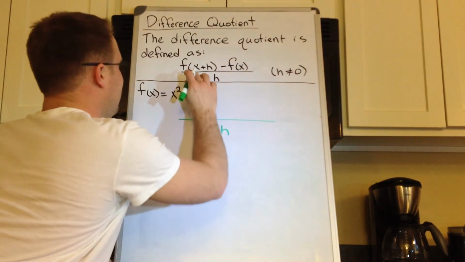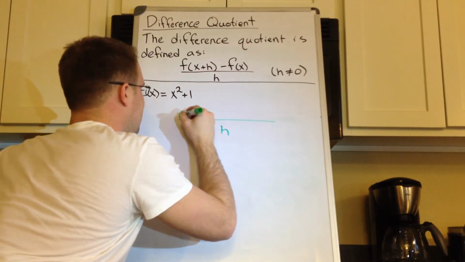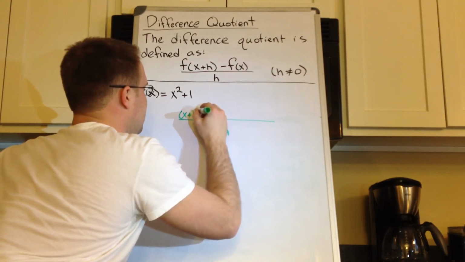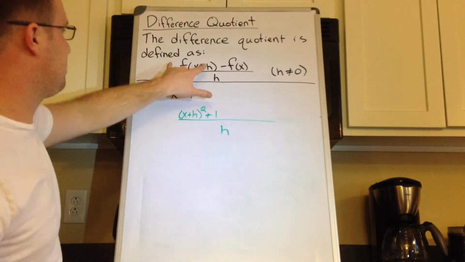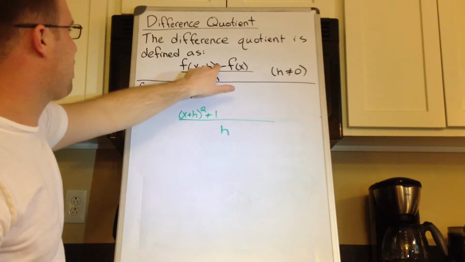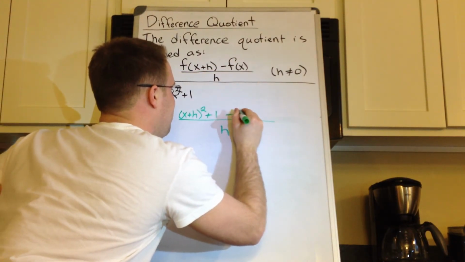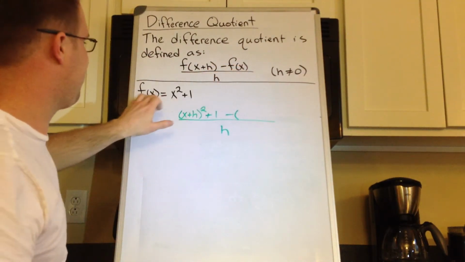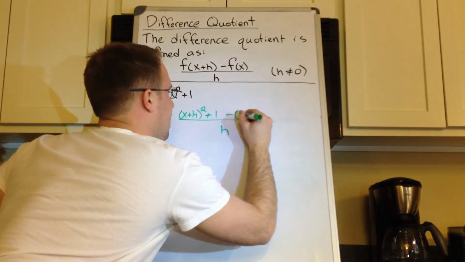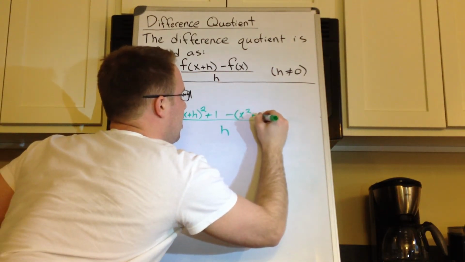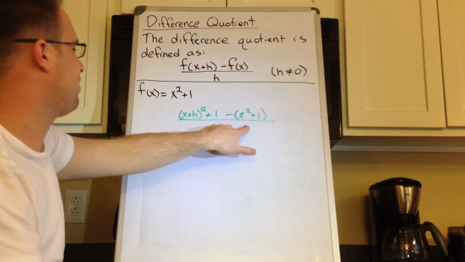So wherever there's an x, we're going to put x plus h. This says x squared plus 1, so I'm going to put, in parentheses, x plus h squared, and then plus 1. So that's this part, f of x plus h. Now we're going to subtract f of x. So I'm going to say minus, and then in parentheses I'm going to put f of x. f of x is just x squared plus 1. So that's our first iteration, and now we need to simplify this a couple times.